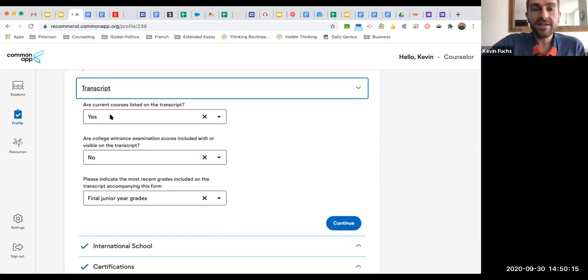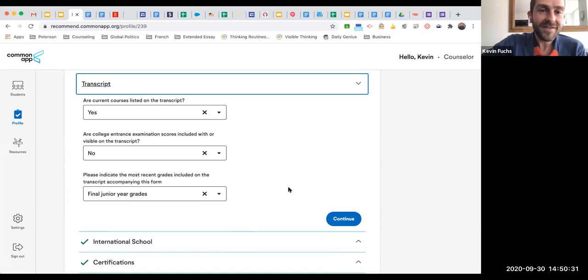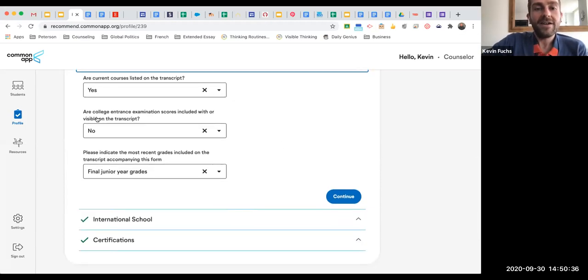And then the transcript. Our current courses are listed on the transcript. In my case, when I had to find all this out, I just asked for a transcript and started looking at what's on there, because sometimes we don't know what they hand out. It's always different departments. In our case, the courses are listed on the transcript, and there's the question of whether college entrance examination scores are included and visible on the transcript. In my case, I don't have them included. If students take any entrance examination, it's not part of the transcript.